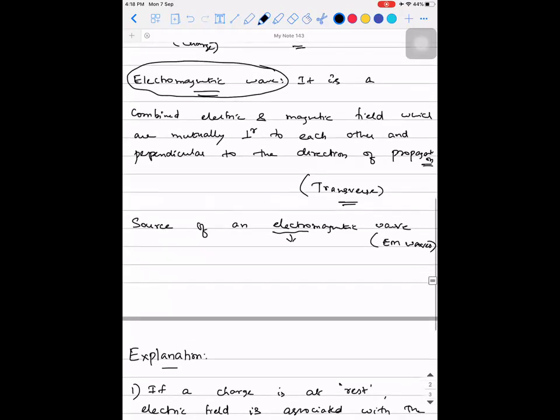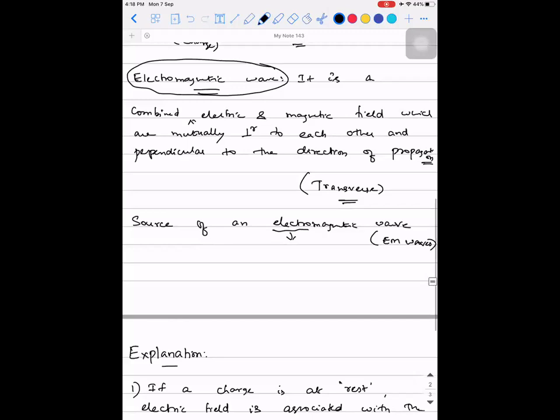So one small addition. See, electromagnetic waves are combined time varying electric and magnetic fields. Please underline this word. Time varying means these electric field and magnetic field are going to be a function of time. I'll tell you how they are related later. So please add this point, time varying. I missed it. Combined time varying electric and magnetic fields which are mutually perpendicular to each other.